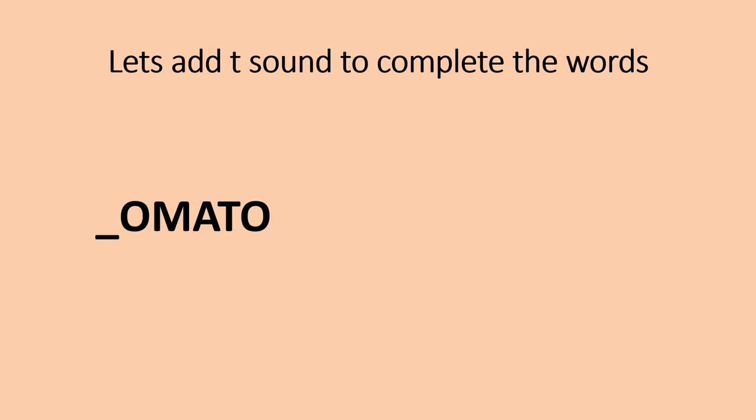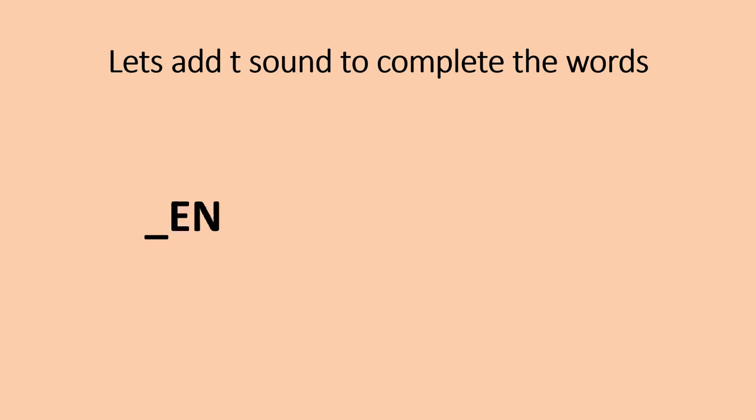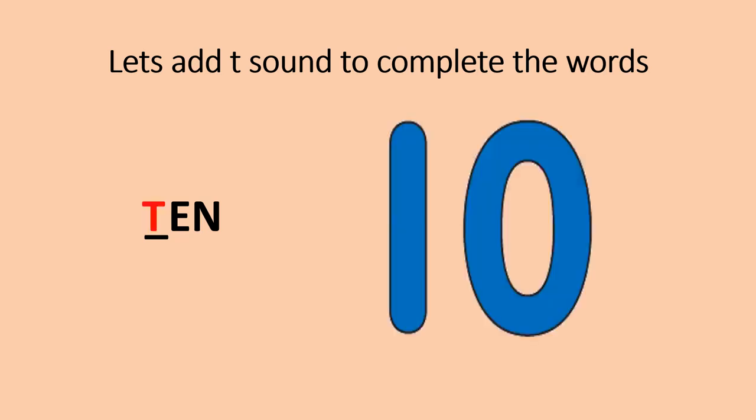Now, what are we going to get when we'll add the sound T at the beginning of this word? Yes, it's tomato. Tomato. Tomato. Well done, everyone. Now, when we are going to add the sound T before these letters, which word will be formed? Yes, ten. Ten. Ten.